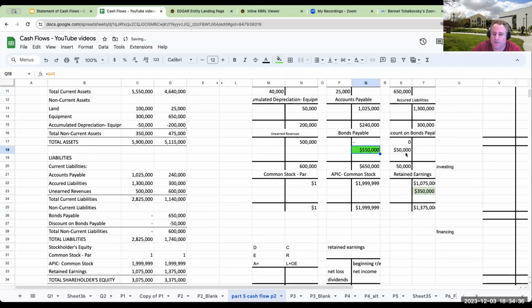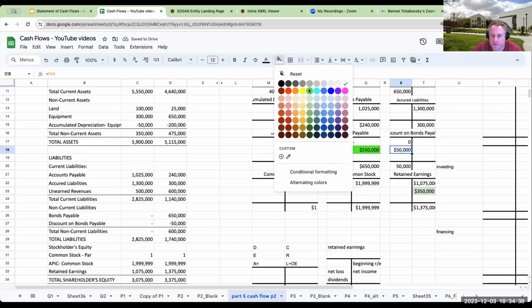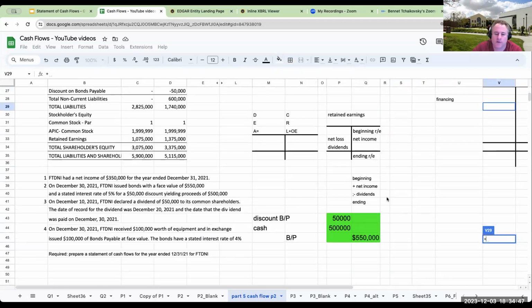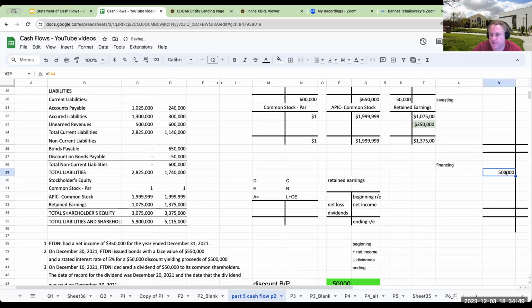Now, what I could go through and do, or I might be tempted to do, is in financing to show discount on bonds payable as a credit, bonds payable as a debit, but we don't want to do that. What we're going to do is show the cash proceeds right over here, and we're going to call this proceeds from bond issuance.